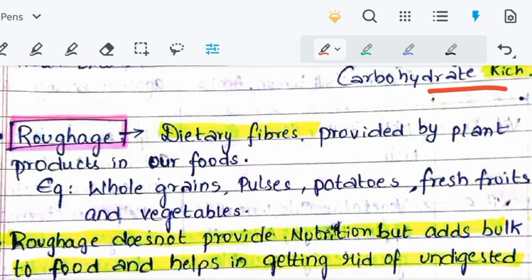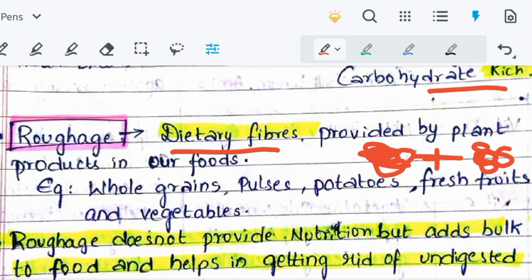Okay. Now, let's talk about roughage. Roughage is nothing but dietary fibers. Okay. Now, when you eat a food, say for example, you eat lady's finger. The peel of the lady's finger is very rich in fiber. When you eat lady's finger curry, entire nutrients are absorbed from it, and the bulk, the fiber content, is left along with your undigested food. Okay. Now, what is happening? Your undigested food content is becoming more.